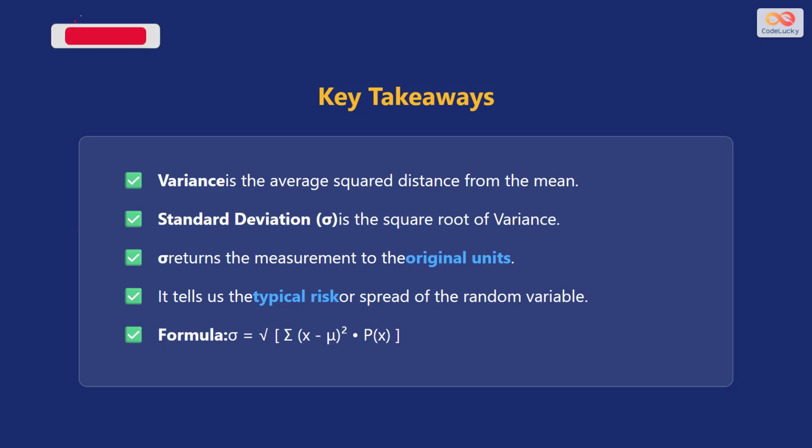To summarize, standard deviation is the square root of variance. It is a crucial tool in statistics because it brings our measurement of spread back to the original units, allowing us to understand the typical risk or deviation in any random process.